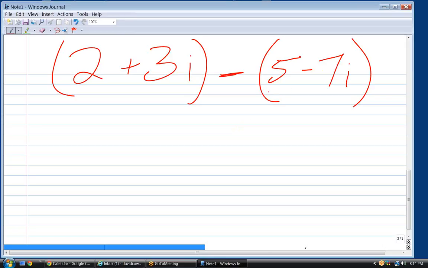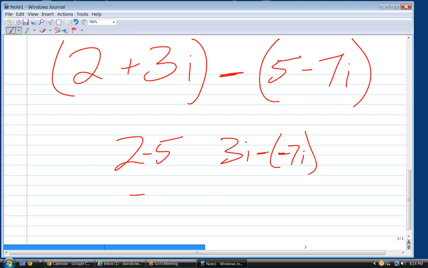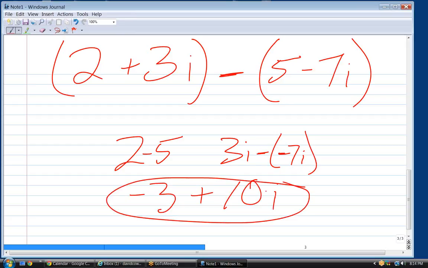In other words, we end up adding. I'm just going to subtract parts in the same way that I added parts. So the first thing is 2 minus 5, and the second thing is 3i minus a minus 7i. So it's minus 3, 10i. That's the solution for the subtraction.